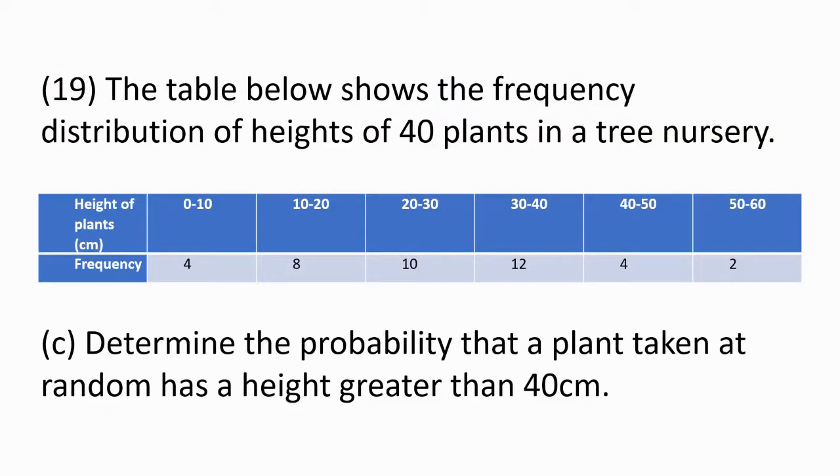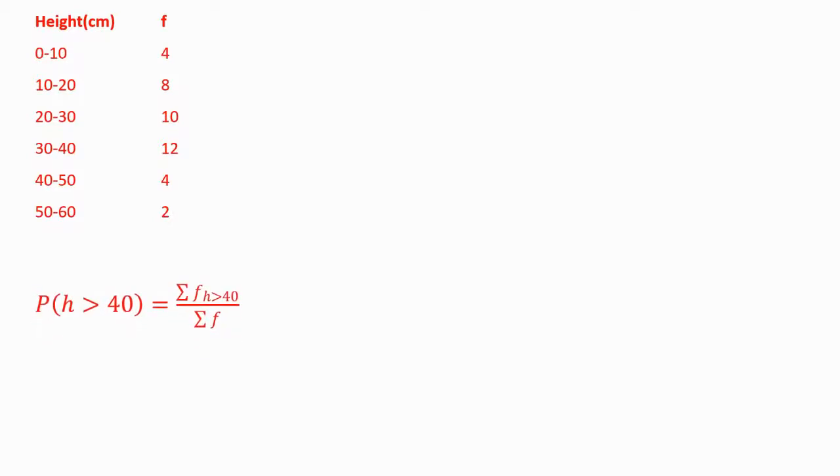Part C, determine the probability that a plant taken at random has a height greater than 40 centimeters. So we have been asked to find the probability that the height is greater than 40 centimeters. From our table, to obtain this probability, it will be the summation of frequencies where the height is greater than 40 over the total frequency.